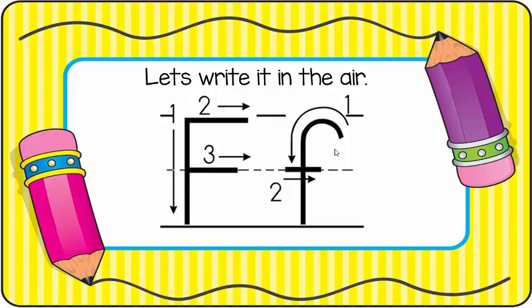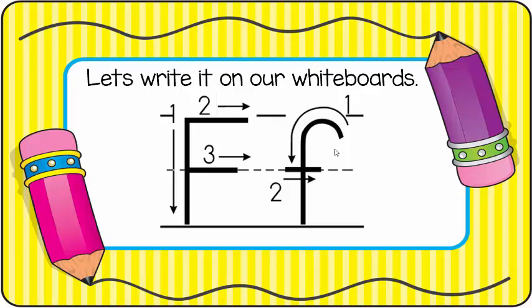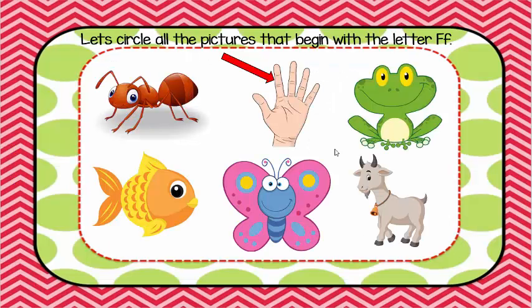The capital you pull straight down and you draw 2 straight lines across. The small you curve around, down, and draw a straight line across in the middle. If you have a whiteboard or a copybook, let's practice writing it together now. Take your pencils and let's write together. Bravo KG1, well done. Now let's circle all the pictures that begin with the letter F.